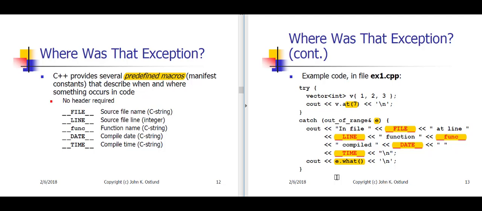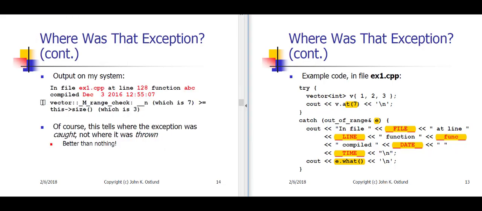Now notice this reports when the program was compiled, not when this code was executed and this exception was thrown. Also, another problem here is that I'm being told where the exception was caught, not where the exception was thrown. So it's better than nothing, but still not quite what we're after. Here's the output that I would see. In file ex1.cpp at line 128, assuming this was line 128, in the function abc, blah, blah, blah.